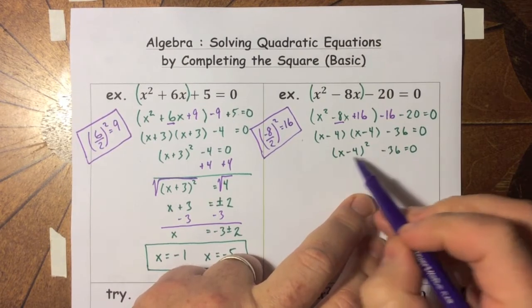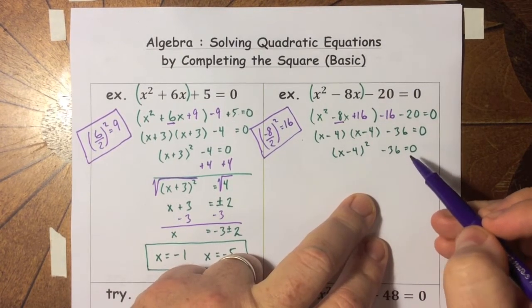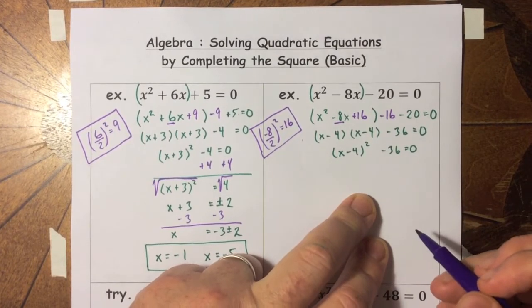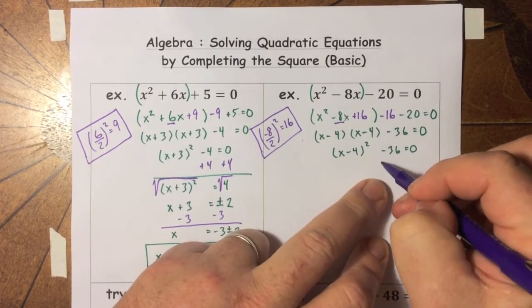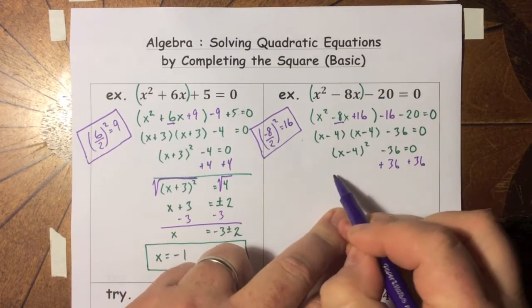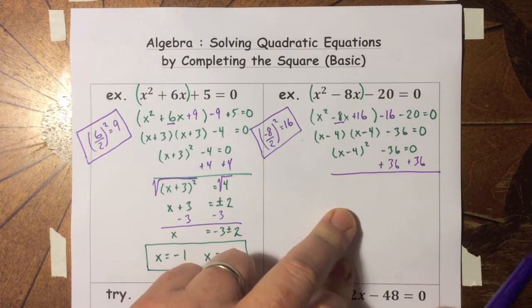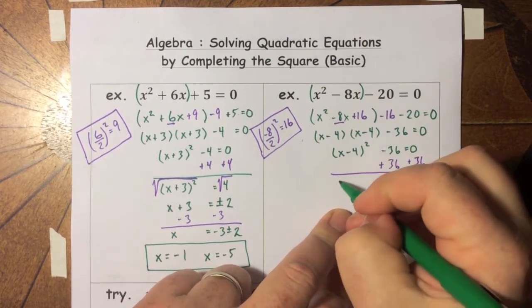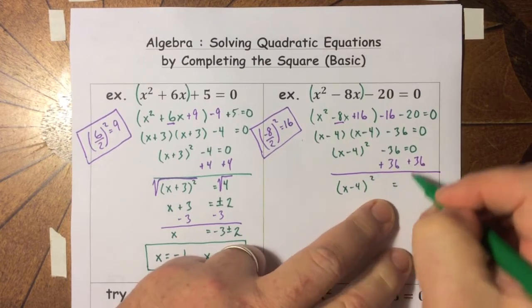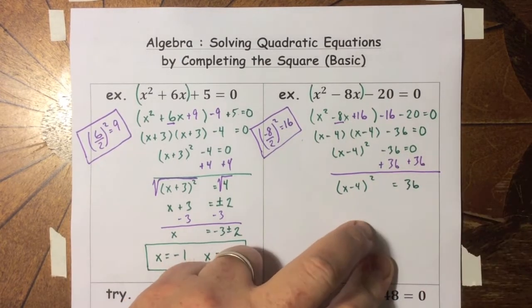Now, once again, I have officially completed the square. From here on out, I'm just solving this quadratic by using square roots. And so I'm going to add 36 now to both sides of this equation to be able to solve for that. I'm going to go ahead and copy this down. X minus 4 quantity squared is equal to 36.